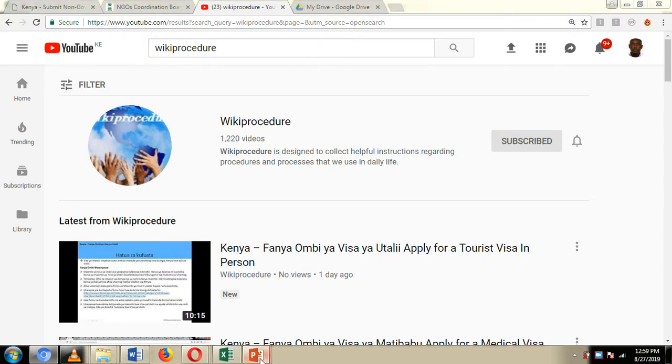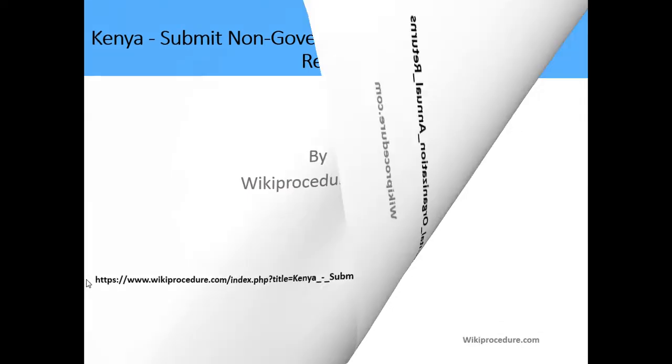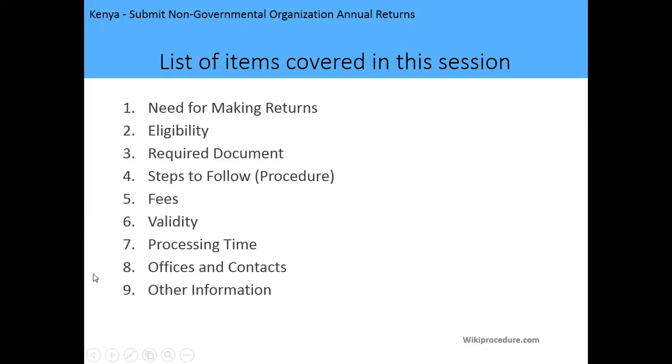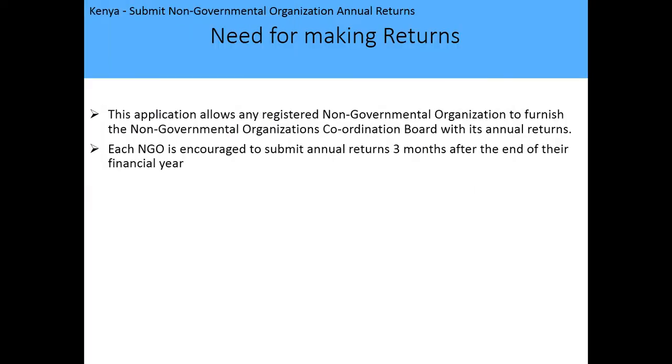So let's get back to our presentation and see how these returns are filed. The list of items which are going to follow include the need for making returns, the eligibility, the required documents, steps to follow making the applications, the fees, the validity period, the processing time, office location and contact information, and any of the information that we may find relevant on how to submit annual returns in Kenya for the non-governmental organization. So welcome to our presentation today, which is brought to you by wikiprocedure.com.